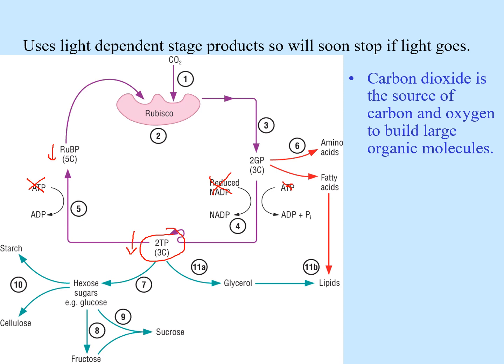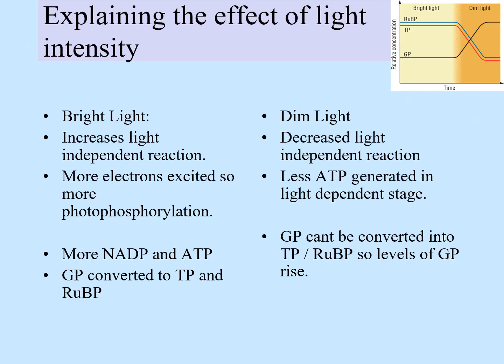But what will happen is any RuBP that's present in the stroma will still be able to be converted to glycerate phosphate, because that doesn't require any energy to do so. So that means your levels of that will increase and then it will stall. It can't be converted into triose phosphate, so that will increase. So look at that written down.